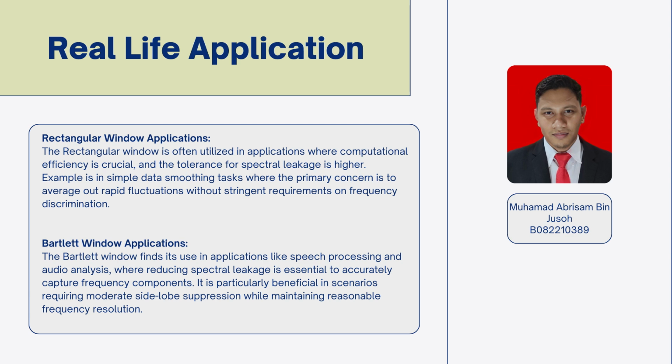The rectangular window is often utilized in applications where computational efficiency is crucial and the tolerance for spectral leakage is higher. As an example, it is used in simple data smoothing tasks where the primary concern is to average out rapid fluctuations without stringent requirements on frequency discrimination.